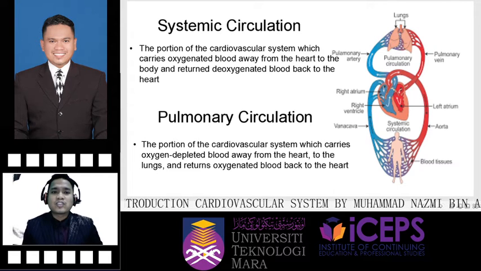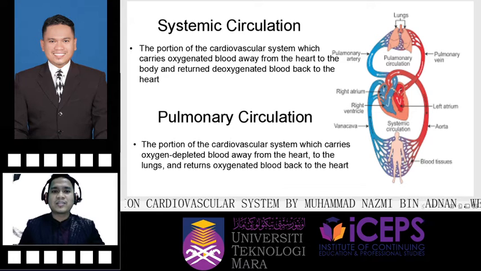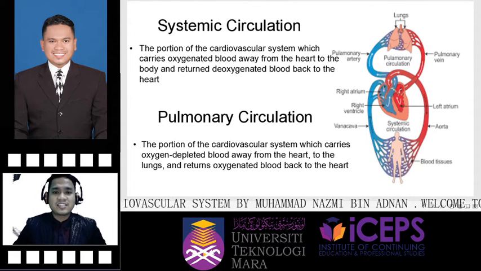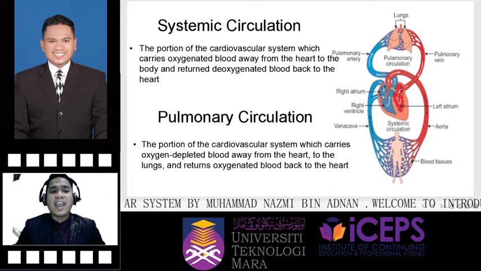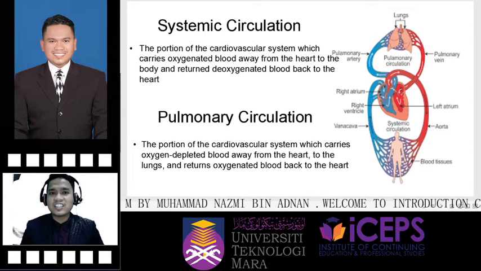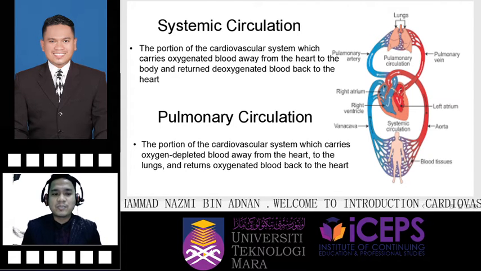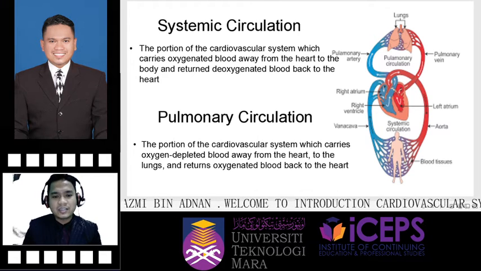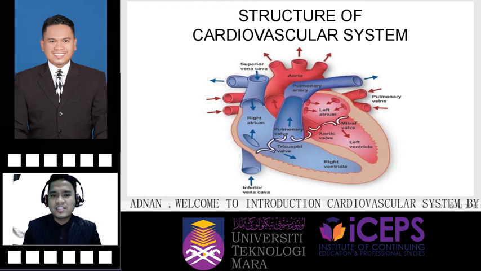The cardiovascular system has two circulations that we need to know. First is systemic circulation. Systemic circulation is the portion of the cardiovascular system which carries oxygenated blood away from the heart to the body and returns the deoxygenated blood back to the heart. And the second circulation is pulmonary circulation, which carries oxygen-depleted blood away from the heart to the lungs and returns oxygenated blood back to the heart. This is the structure of the cardiovascular system.